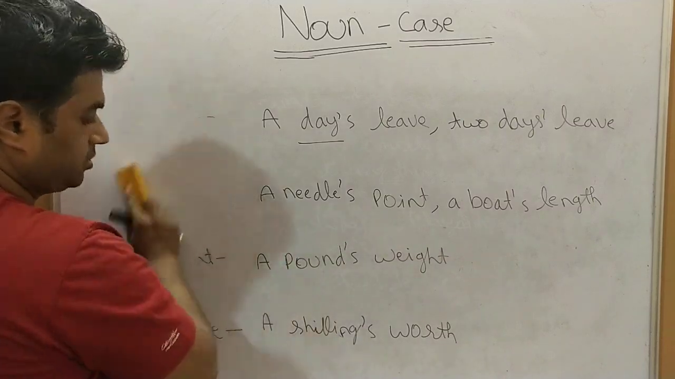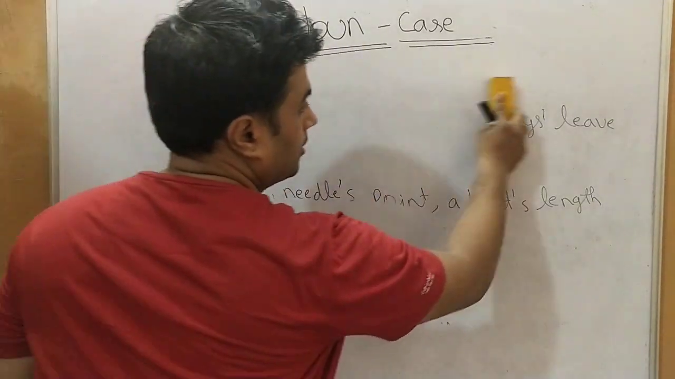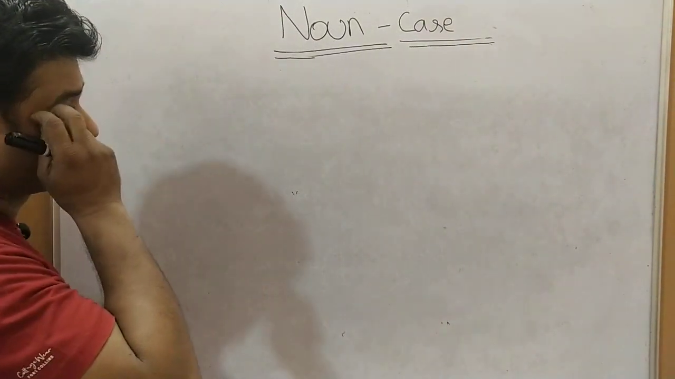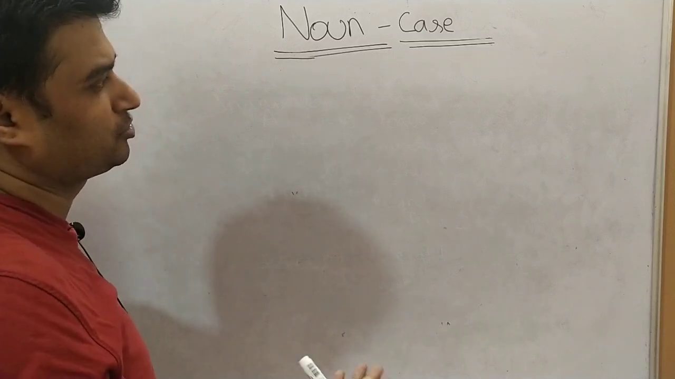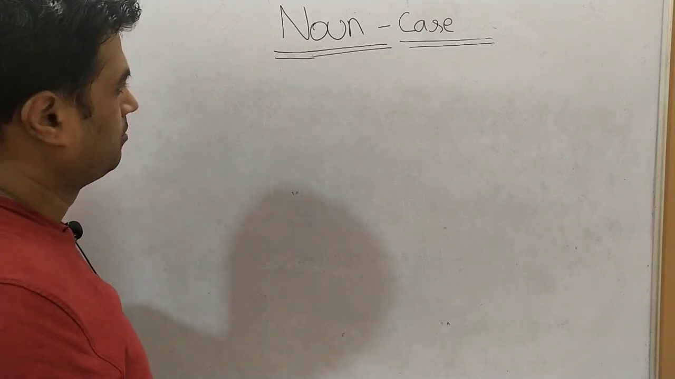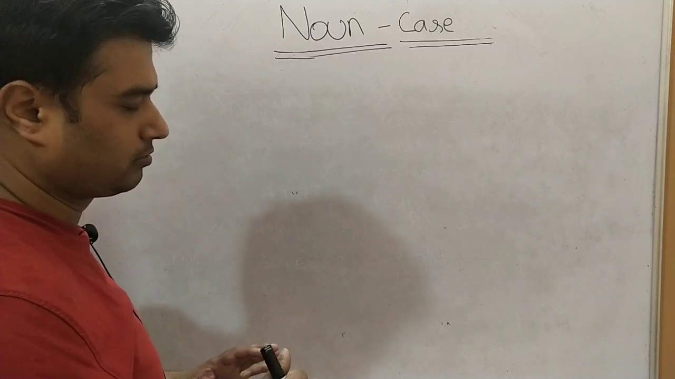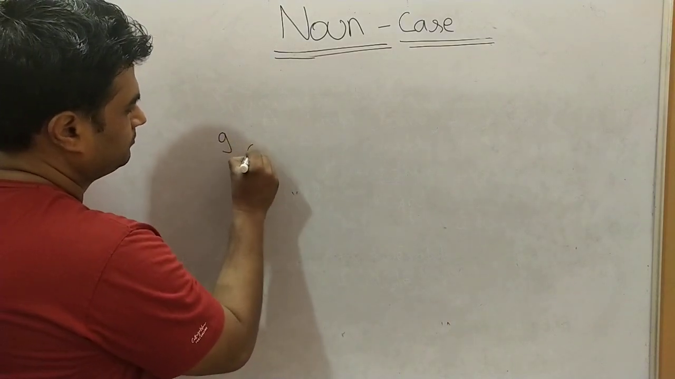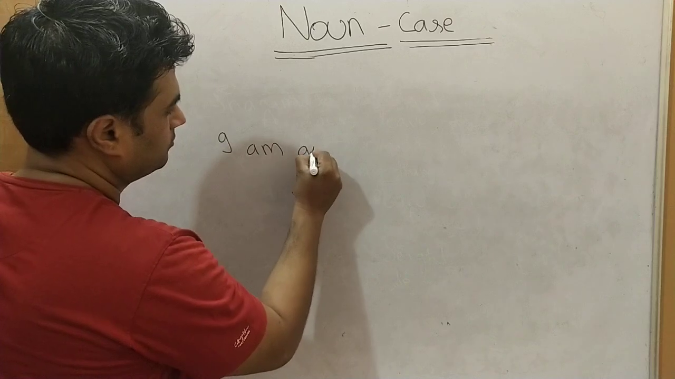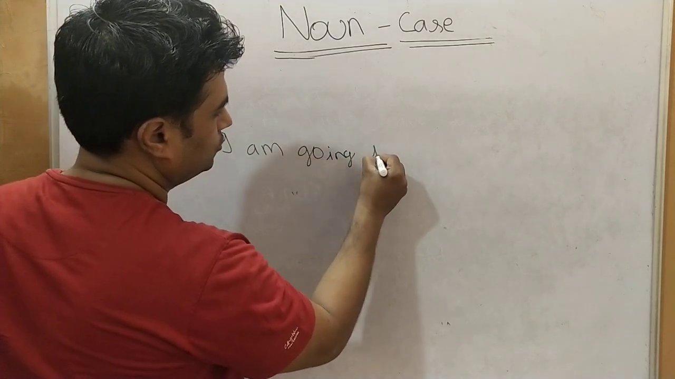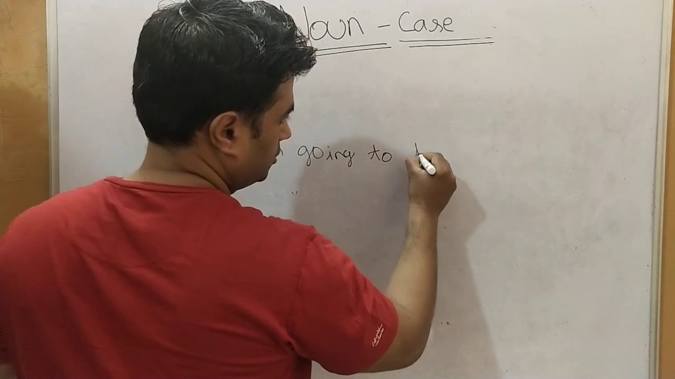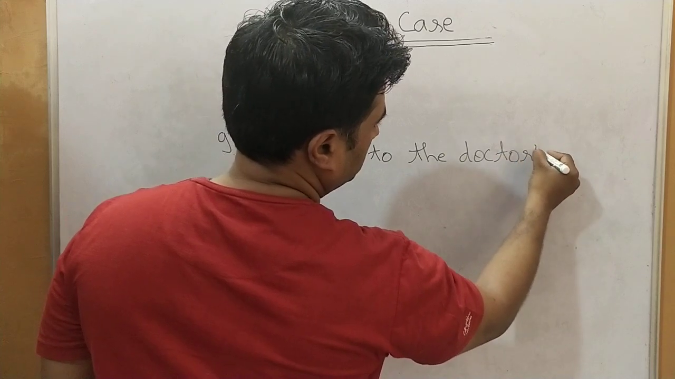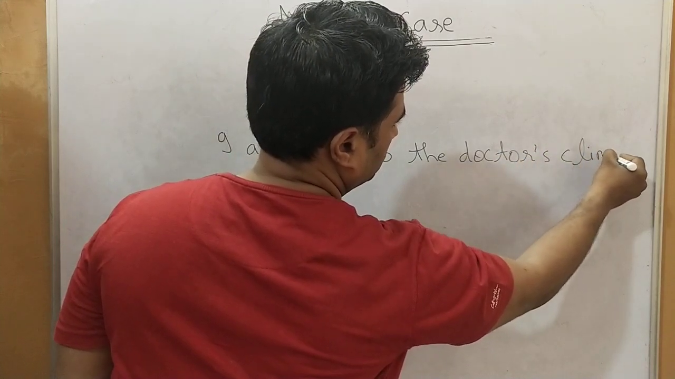Acha, let me tell you something more about the possessive case. When there is a noun showing a building or some place which is usually understood, so we do not use that noun. For example, let me explain it. For example, I say that I am going to the doctor's clinic. Okay.